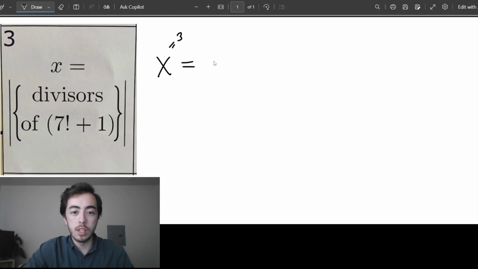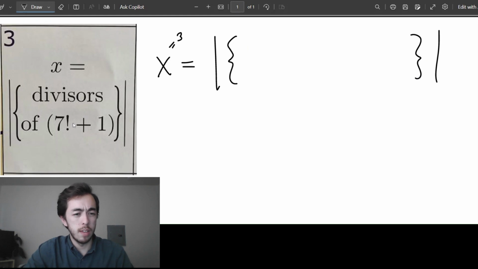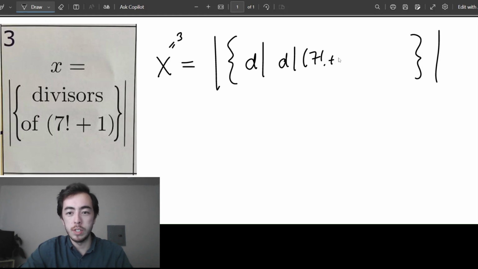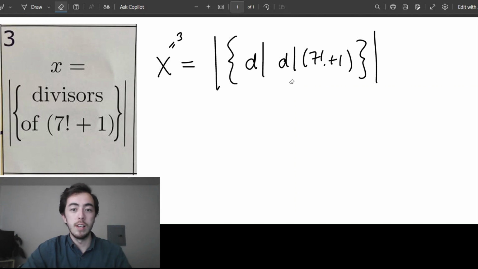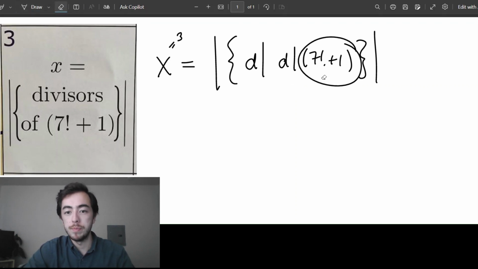X is equal to the cardinality, or the size, of the set of the divisors of 7 factorial plus 1. I guess I could write this as maybe d such that d divides 7 factorial plus 1. Having this kind of double vertical bar notation here is a little bit silly, but hopefully this is legible to you as I was reading it out loud. Essentially, we're just trying to figure out how many divisors, I'm calling d, and then this vertical bar you can also use to denote divides, and then 7 factorial plus 1.